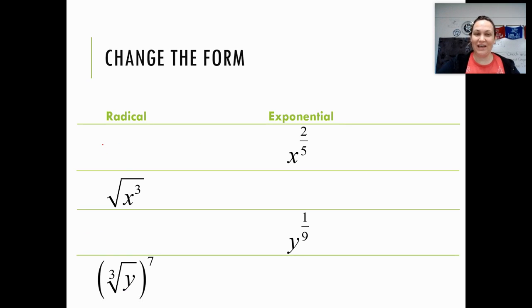All right, let's check and see how you did. So for this first one, it's going to be a 5th root of x squared. And I feel okay putting the exponent on the inside because it's smaller than the denominator. So I know that nobody will escape out of that radical.